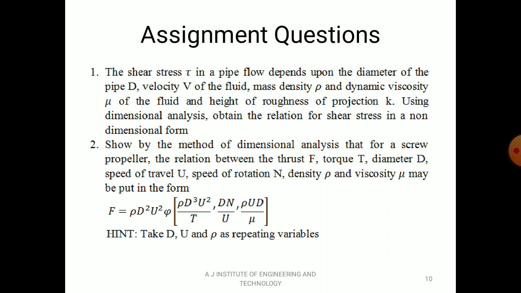These are the two questions for your assignment. The second problem is very important. Many times they have asked it in the final exam, and it is also very important from the internal exam point of view.